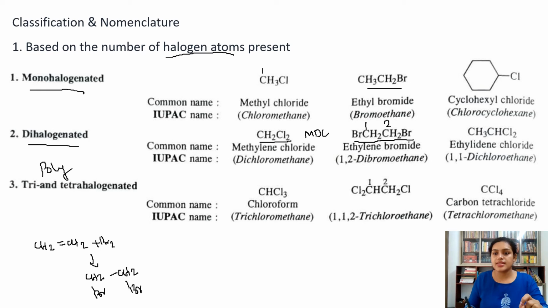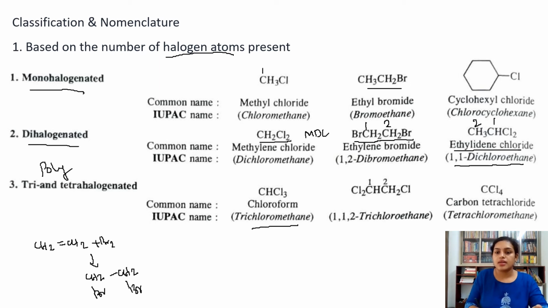And the next one is ethylidene chloride. The common name is ethylidene chloride, and the IUPAC name is this one: in the first carbon there are two chlorine atoms, so 1,1-dichloroethane. Now let's come to the polyhalogenated compounds. We are well versed with the common names of these compounds such as chloroform and carbon tetrachloride. The IUPAC name of chloroform is trichloromethane.